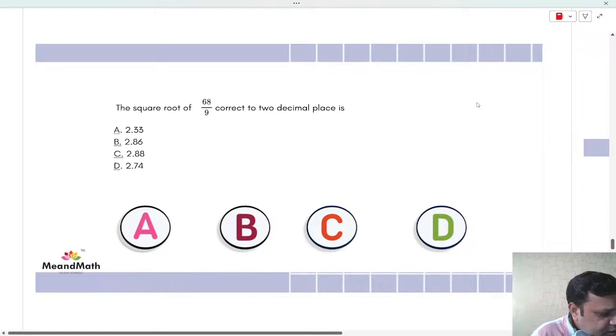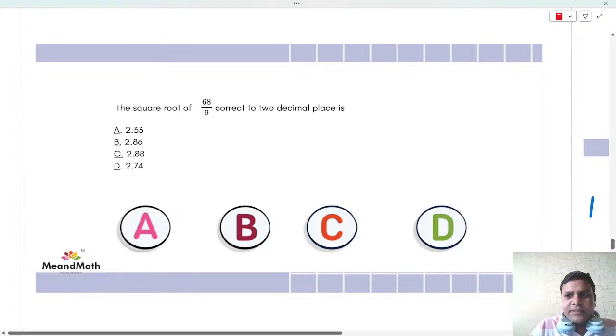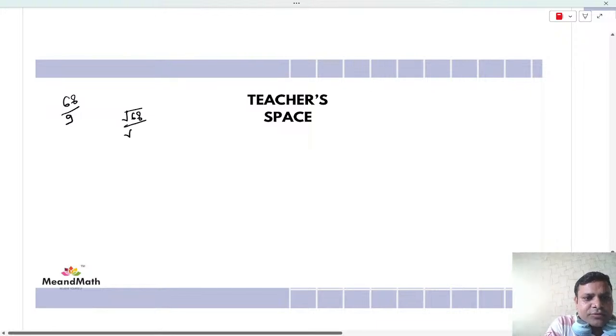Okay. Tanmay is also saying 2.74. Devsikha, 2.74. Okay. So first, look here: 68 upon 9. What are we solving? 68 upon 9, sorry. So root 68 upon root 9.